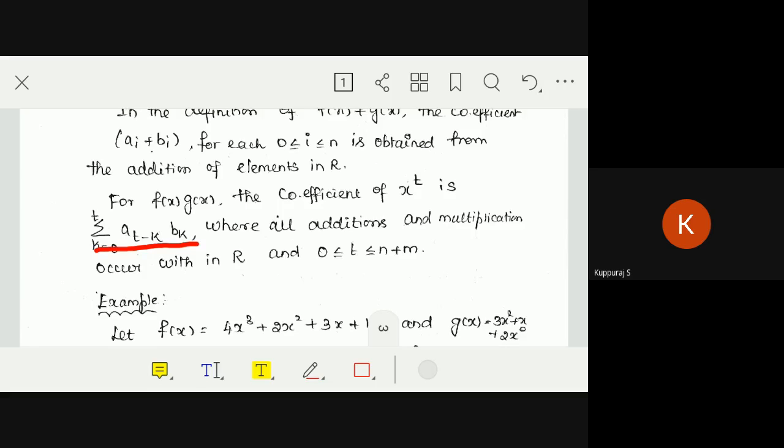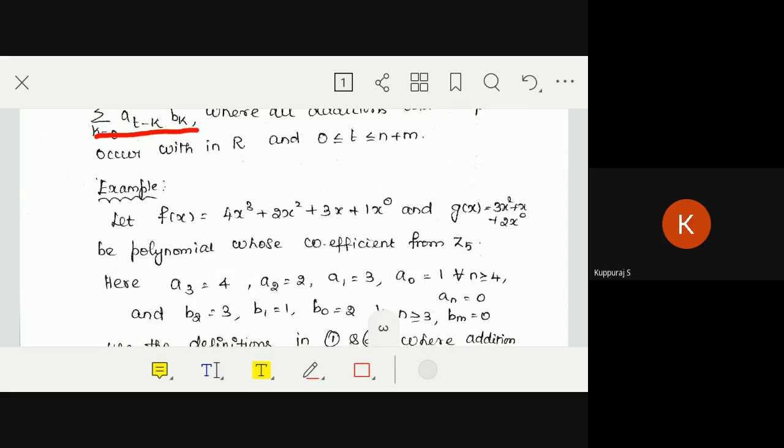Okay, so I'm going to do an example. We define two polynomials. First one is f of x, the polynomial 4x cubed plus 2x squared plus 3x plus 1 into x power 0. And one more polynomial, g of x. Both the polynomials have coefficients from Z5. Z5 under addition and multiplication is a ring, so we take the coefficients from Z5.